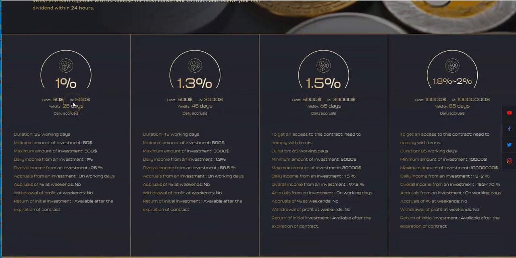And, yeah, you could have 1%, 1.3%, 1.5%, 1.8% to 2% here. And, of course, the more you put in, the more days you've got to commit. And you can see the dollar signs here, how much you could put in. Anywhere between 1 and 1.3, I can see the majority of the people, maybe some in 1.5. All these earn to where you don't earn on weekends, and you get your initial deposit back after the completion of the days. So I've been in this thing for quite some time now.